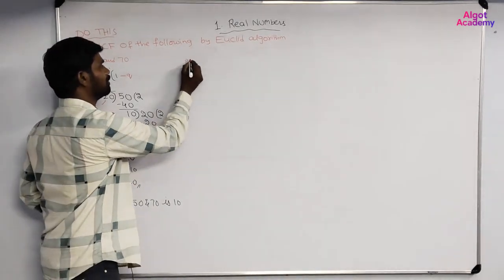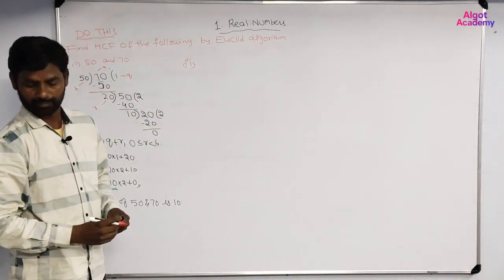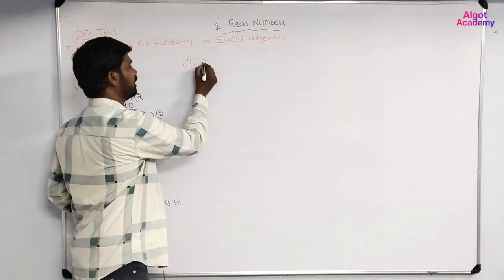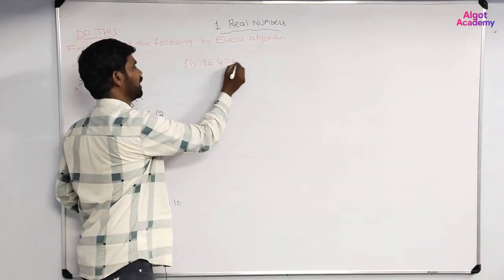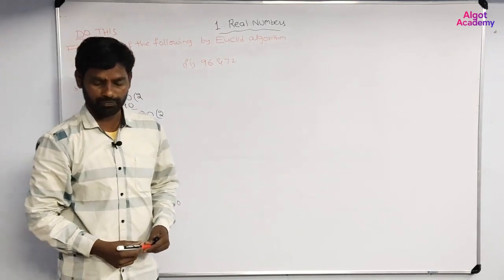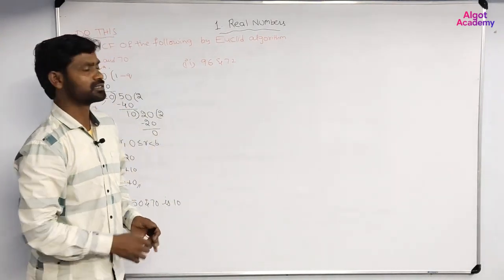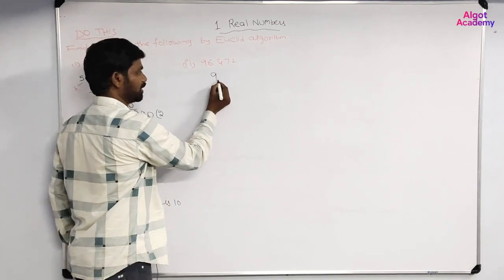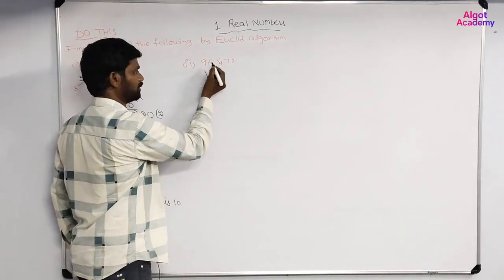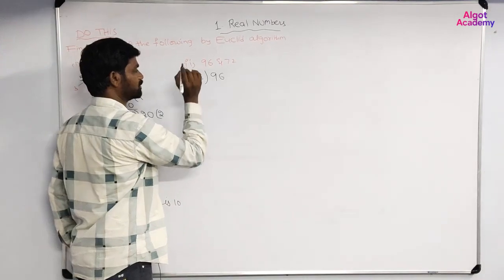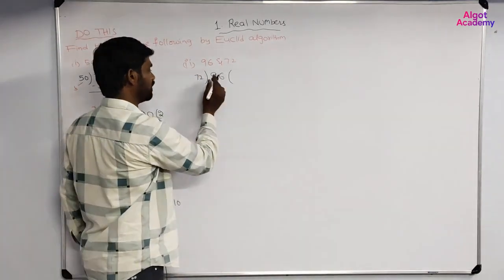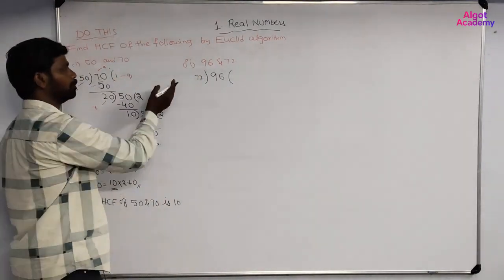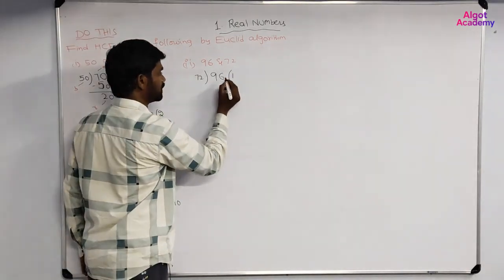So let us solve the second question, 96 and 72. Find the HCF of 96 and 72. The same method follows here. 96 is the highest number of the two numbers, 72 is the least number. Now divide 96 by 72. 72 ones are 72.